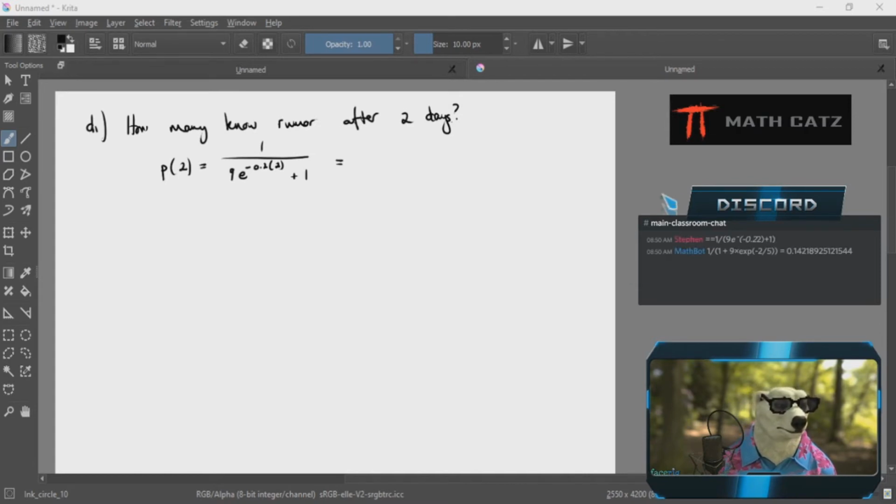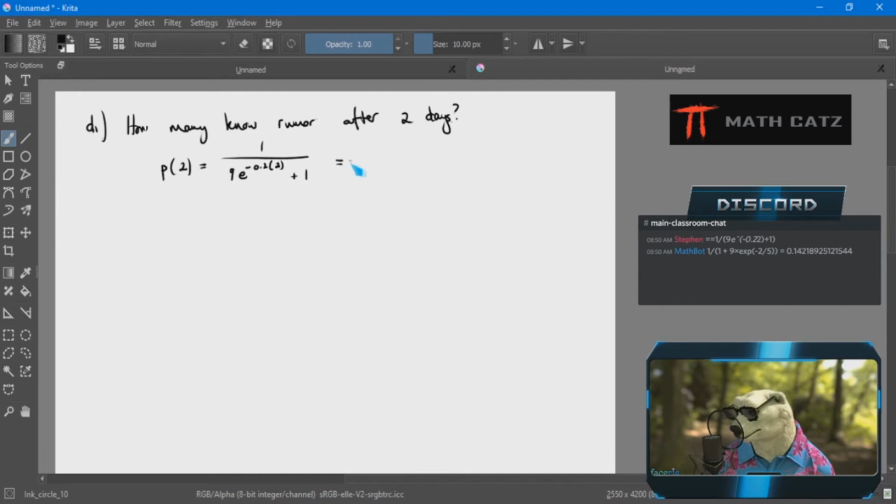MathBot says, yeah, not a lot. I didn't let a lot of days pass. 0.1422 if I round to 2 decimal places. So that means approximately 14.22% of the people know the rumor after 2 days.